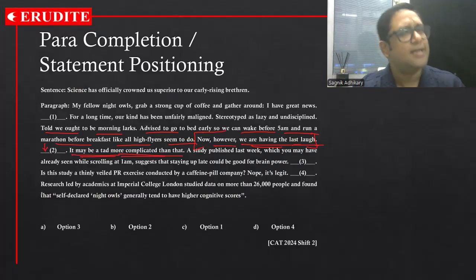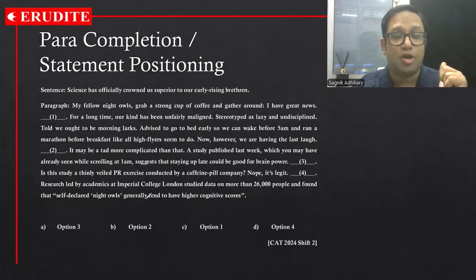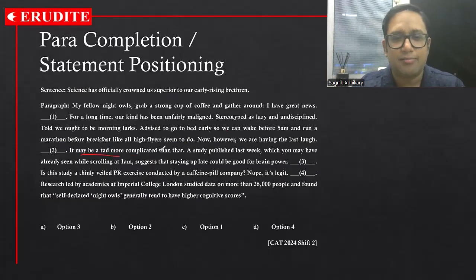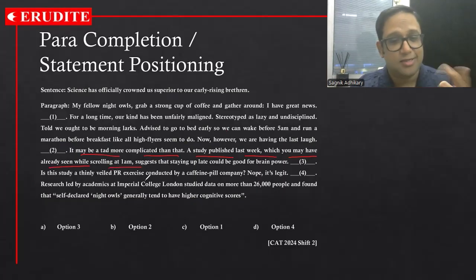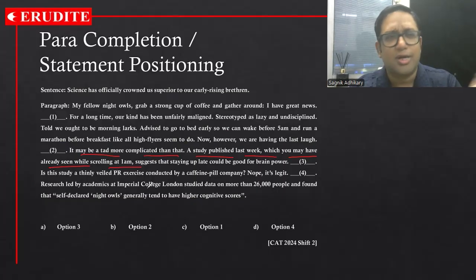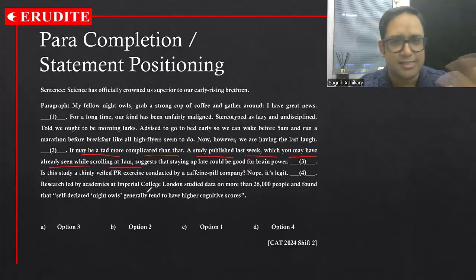If we place the given sentence in any other blank, there would still be a logical gap here, which can only be filled by the given sentence. If you look at the following statements, three can be eliminated. "It may be a tad more complicated than that. A study published last week, which you may have already seen while scrolling at 1 a.m." A study published last week. This is what authors often do. They quote studies or scientists, experts, etc., to validate their points.